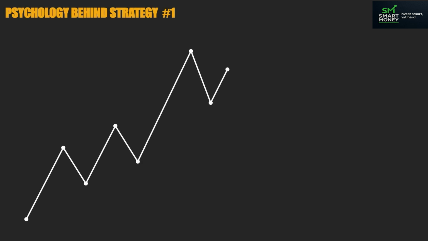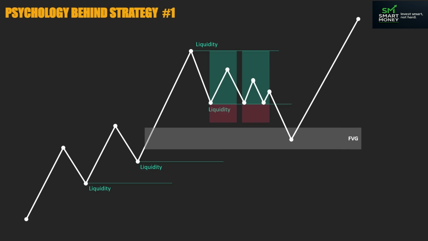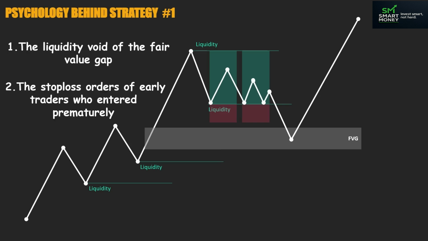The magic happens when the market clears out liquidity and mitigates the fair value gap at the same time. When the market sweeps liquidity near a key area, like a low or high, and simultaneously mitigates a fair value gap, it removes two forms of sell-side or buy-side pressure. The liquidity void of the fair value gap. The stop-loss orders of early traders who entered prematurely.